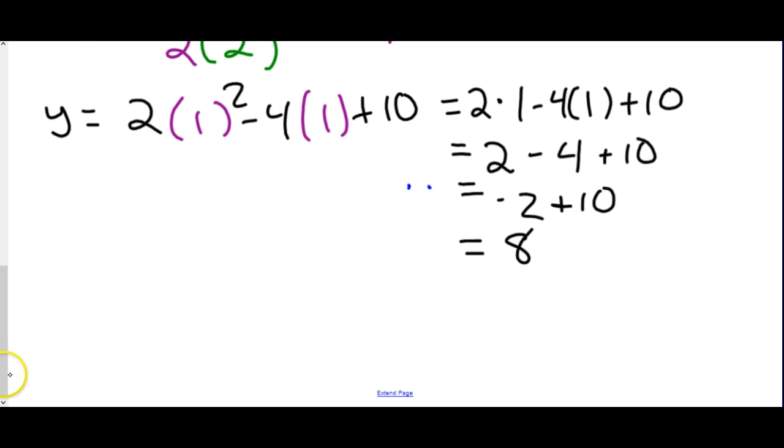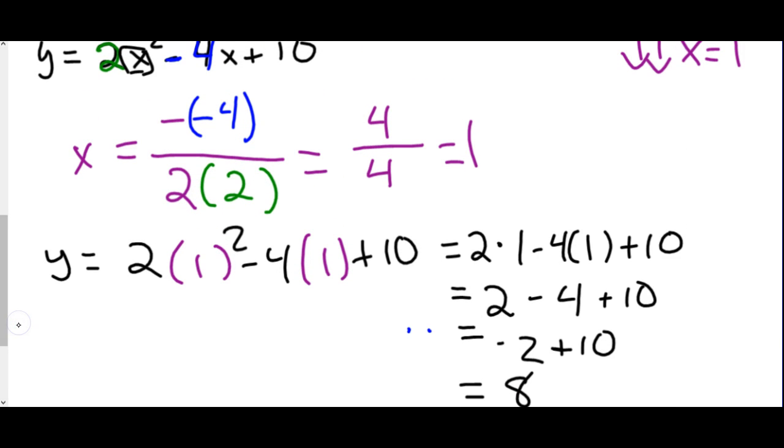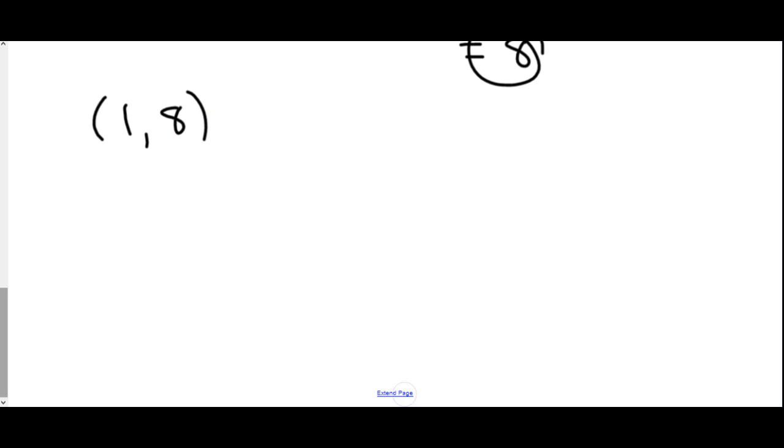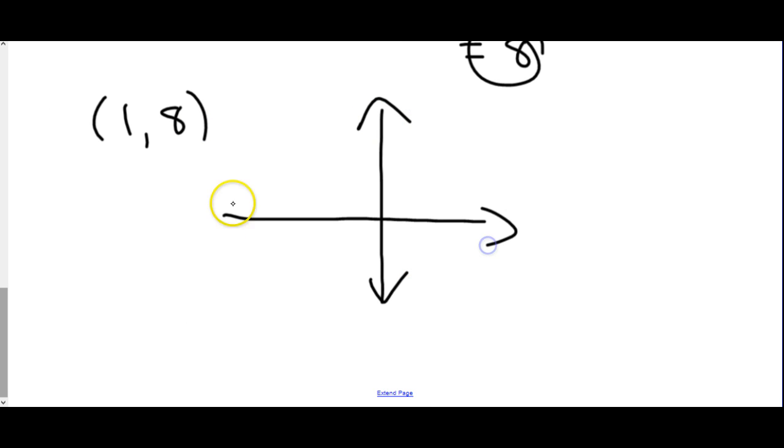So now we have our entire vertex. We have our x-coordinate of 1, our y-coordinate of 8, so it would be 1, 8. Our axis of symmetry still is that x equals 1. So our graph would look something like this. Hopefully I counted 8 up correctly. And there would be our quadratic function.